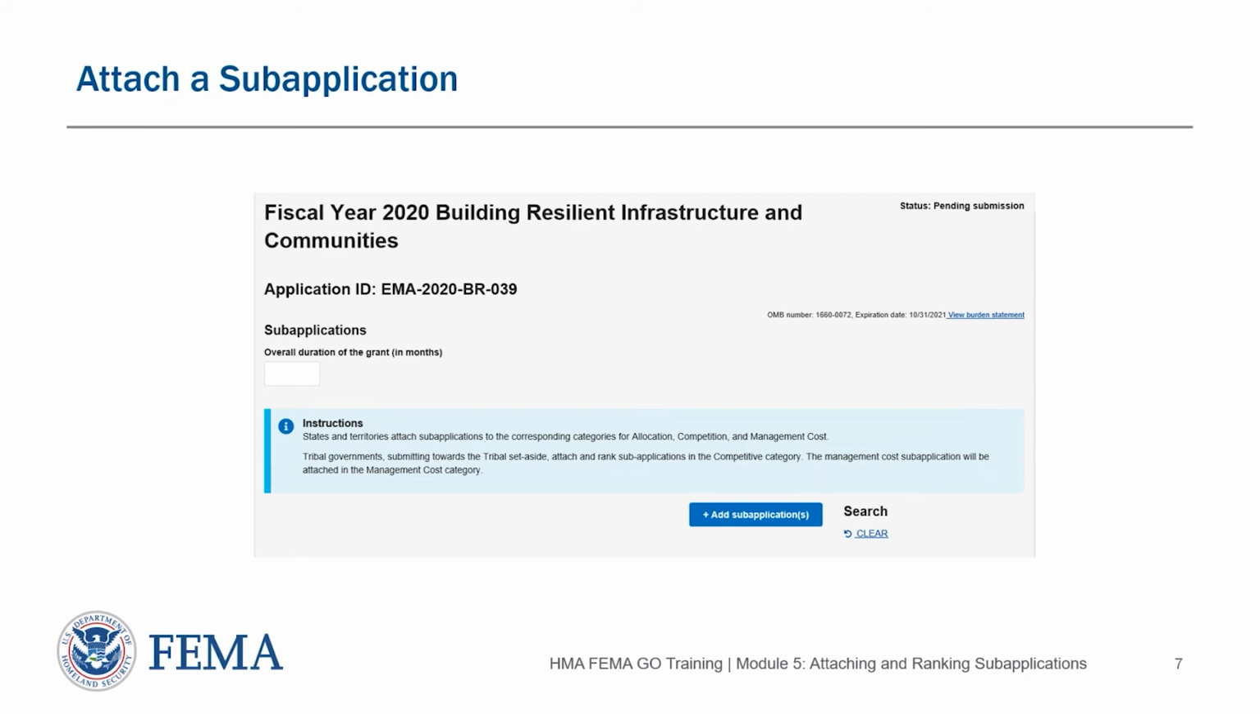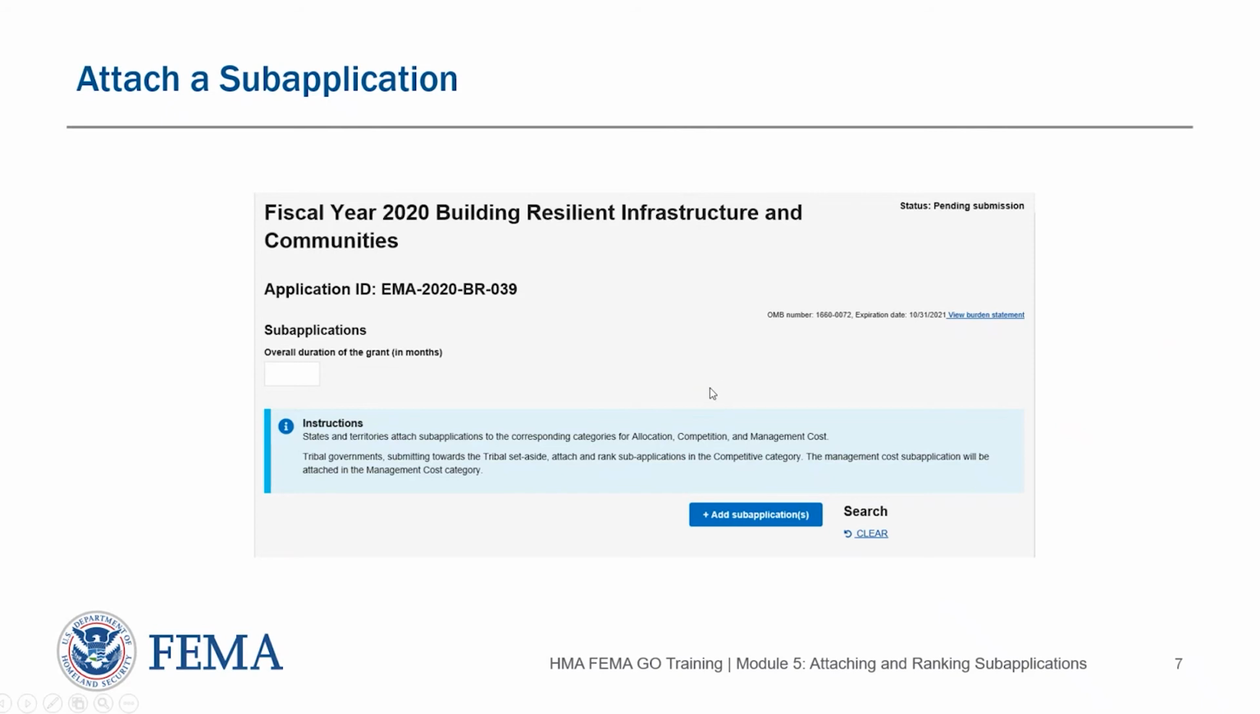In the legacy system, attaching the sub-applications occurred at the end of the process for preparing the grant application, and that was problematic for a few reasons. And so having the sub-applications attached early on in the process of developing your grant application eliminates some of the pitfalls that we had in the legacy system.